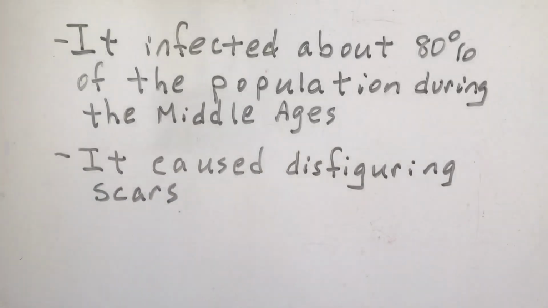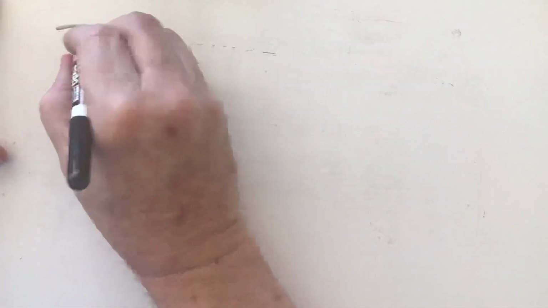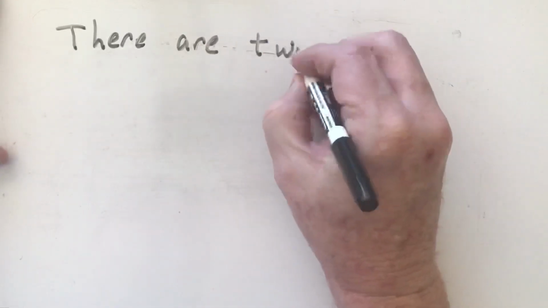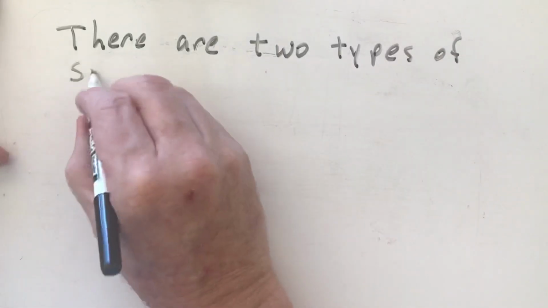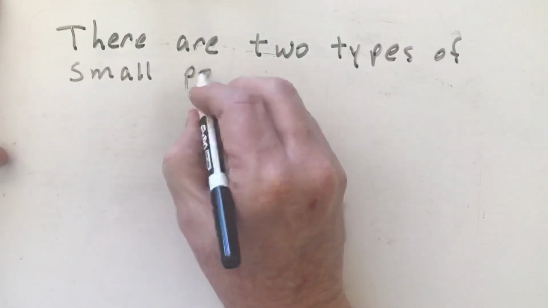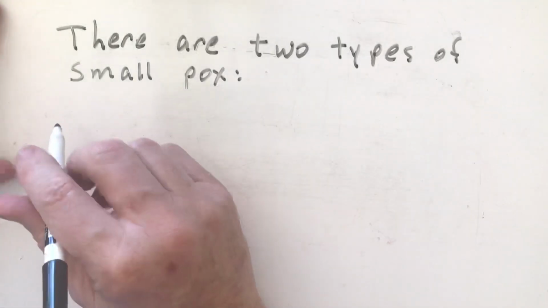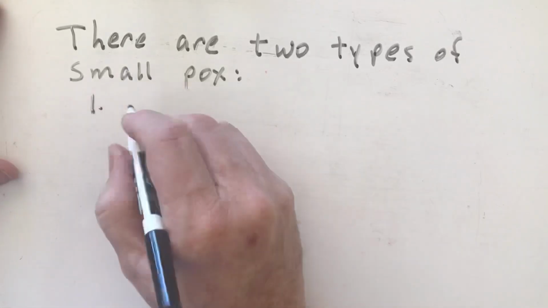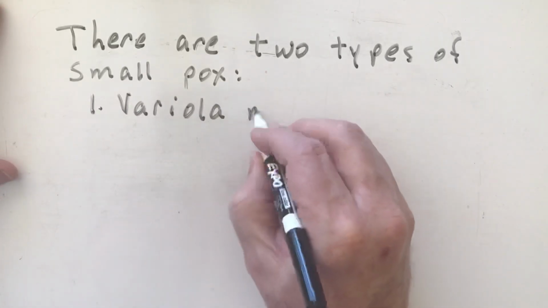Okay, so now there are two types of smallpox, and we're going to talk about those. The first one is called Variola Major. So I'm just going to put a 1 for the first type. And it was Variola Major.